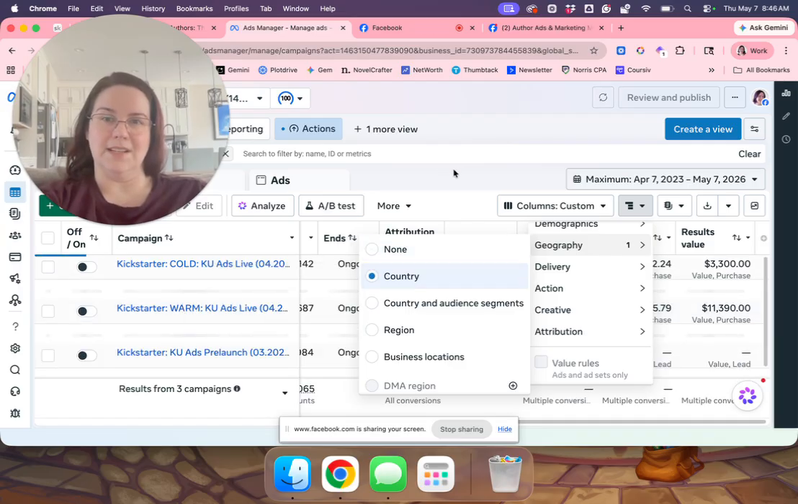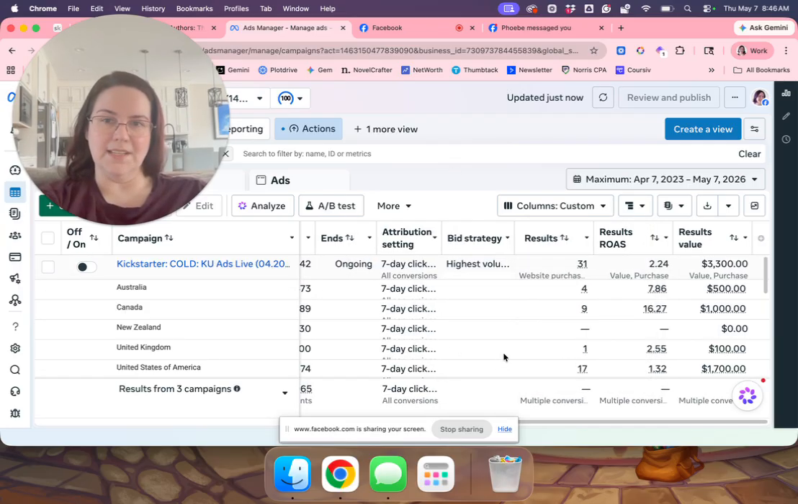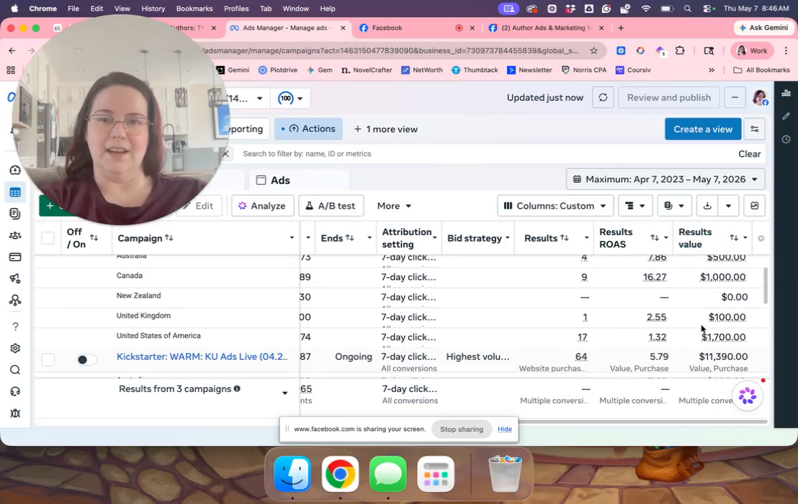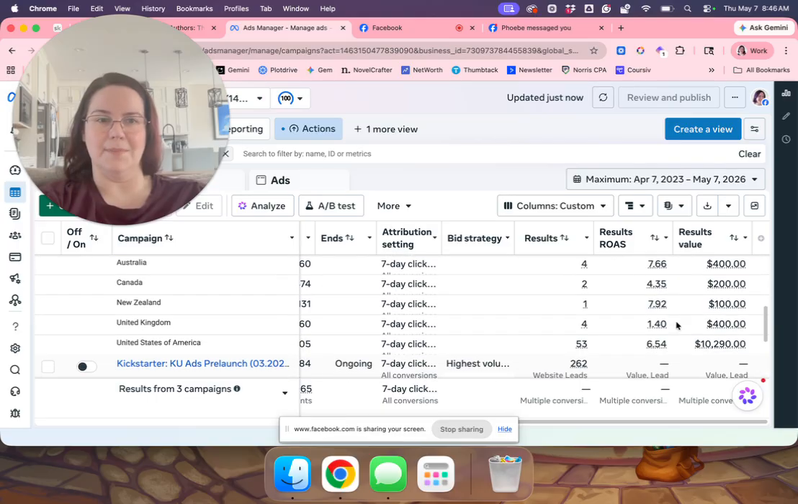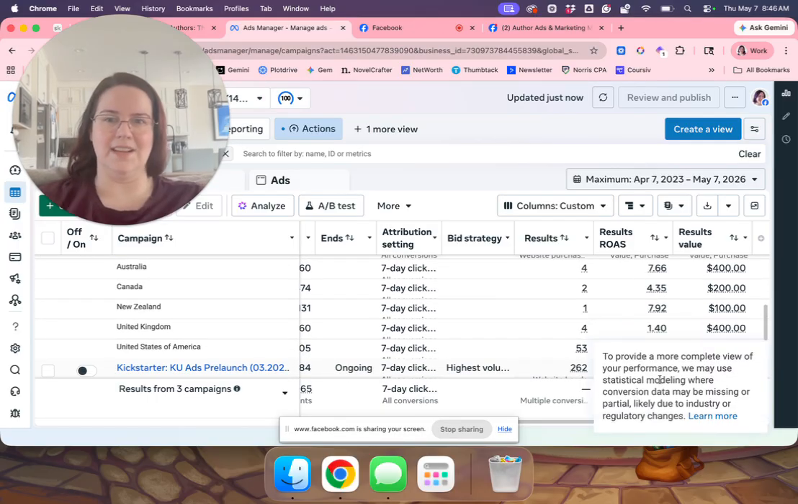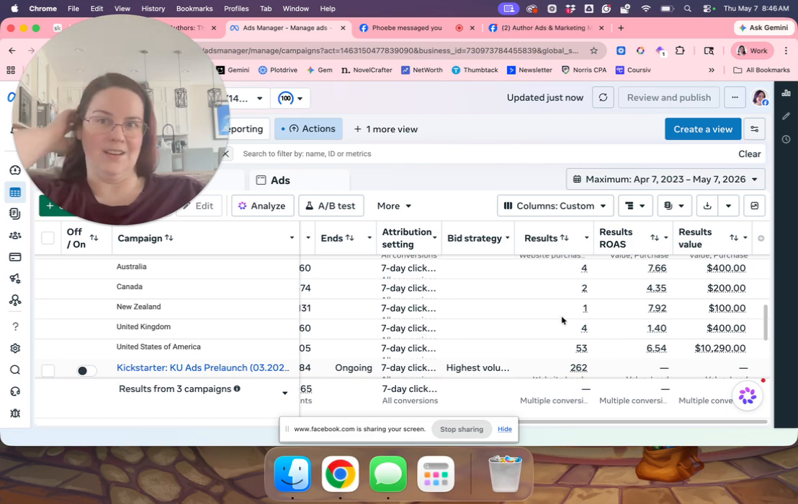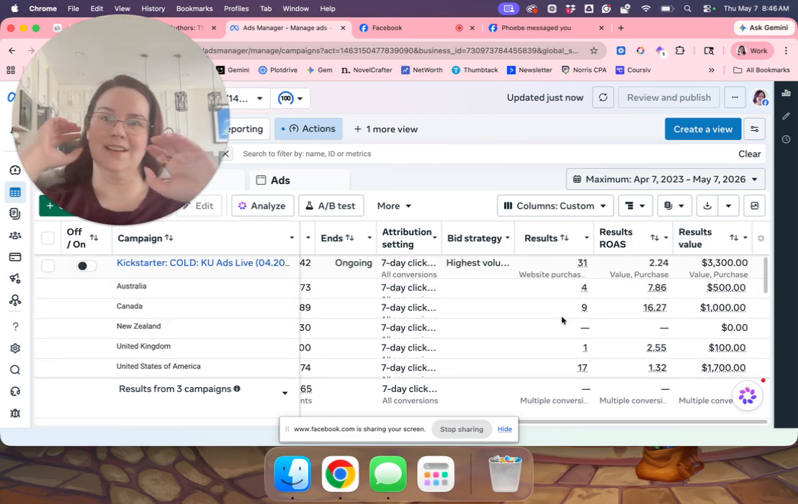So if we look at the breakdown, we can see I've got good love in Australia and Canada. I'm pretty pleased. Those two combined are almost as many as the US in that first campaign. And then here we are US dominant, but I see a strong contingent in Australia and Canada.